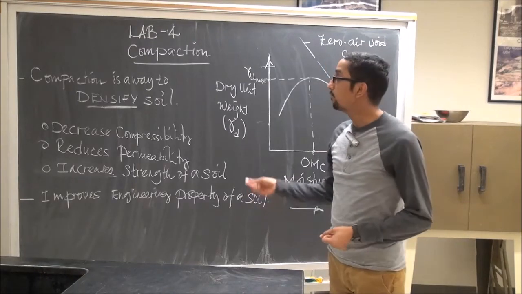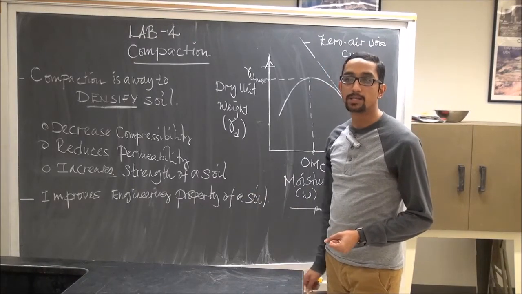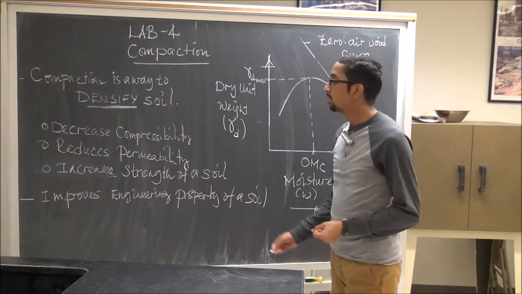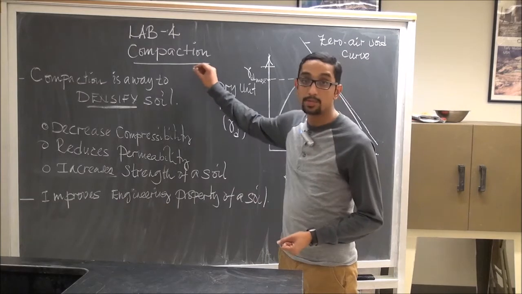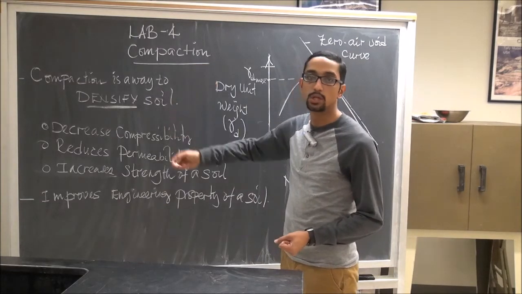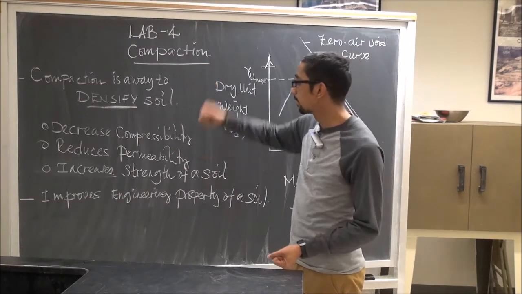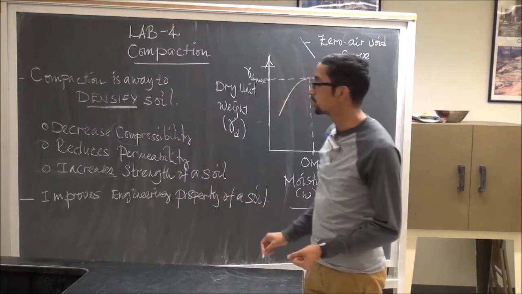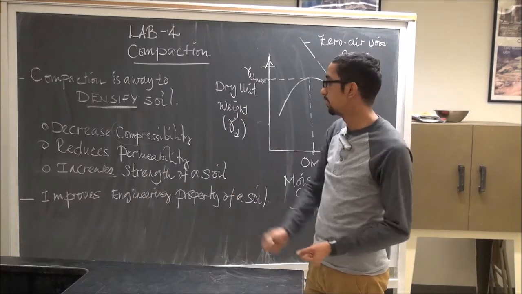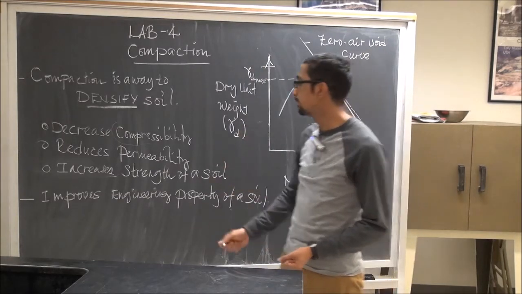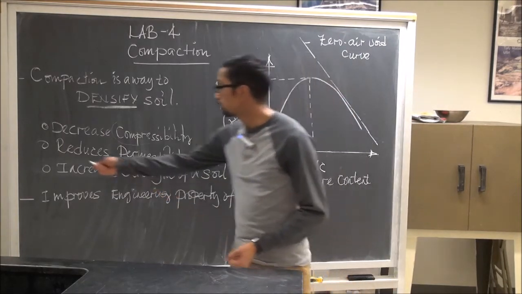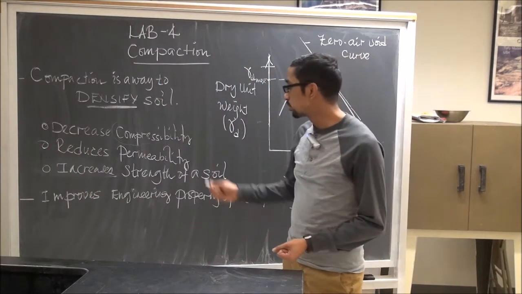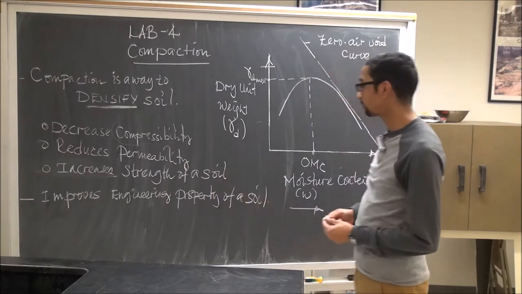Alright, today is lab 4, so we'll be doing the test on compaction. Compaction is a way of densifying a soil, and another purpose of this lab is to decrease the compressibility of the soil. So when we put effort into the soil, it decreases the compressibility, which means the volume of voids gets decreased and the volume of solids remains the same. It's also a means of reducing the permeability of the soil and increasing its strength.